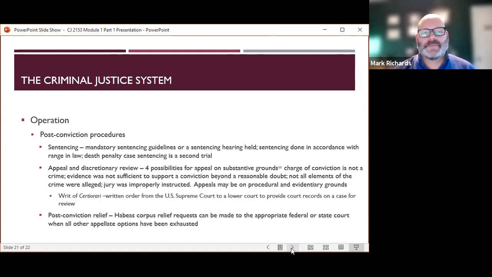The last post-conviction procedure is post-conviction relief. Habeas corpus relief requests can be made to the appropriate federal or state court when all other appellate options have been exhausted.